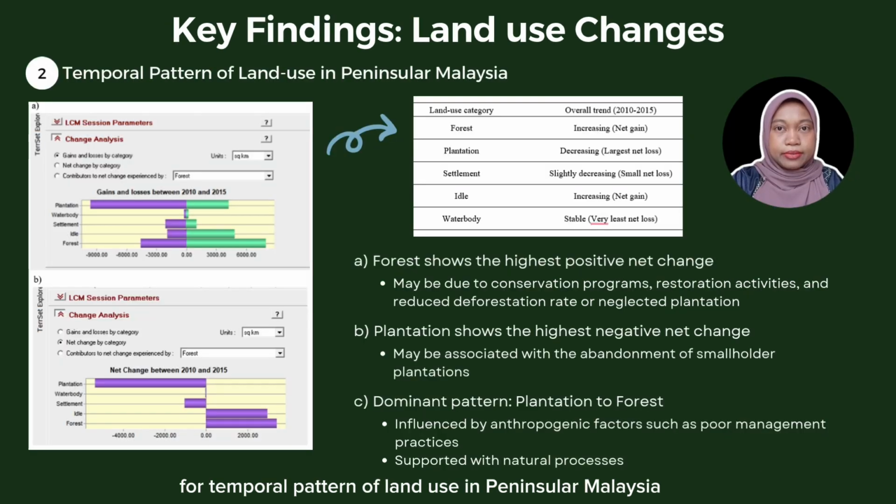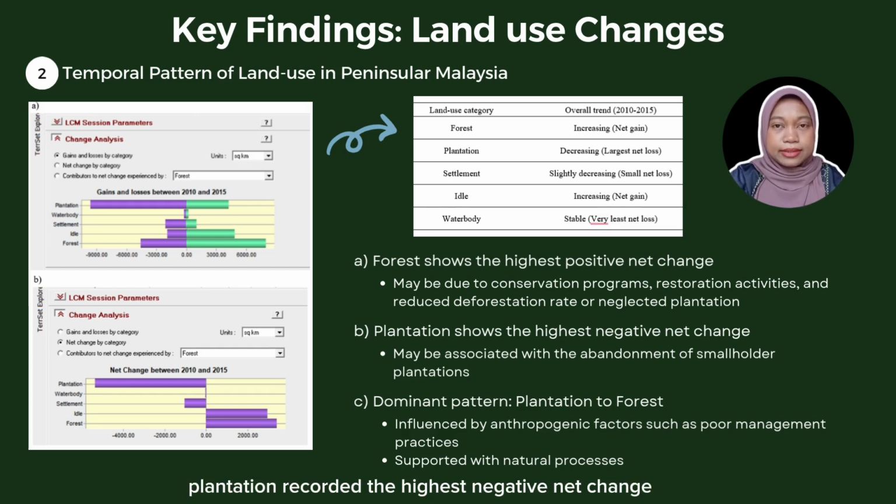For the temporal pattern of land use in Peninsular Malaysia, the graph shows the gain, loss and net change between 2010 and 2015. The summary of the land use change trends was provided. Forest shows the highest positive net change during the study period. This increase may be associated with forest conservation efforts, restoration activities, and a decrease in deforestation, for example, the Malaysian development plans that ensure the sustainability of forest management. Besides that, neglected plantations and idle areas can contribute to the formation of forests.